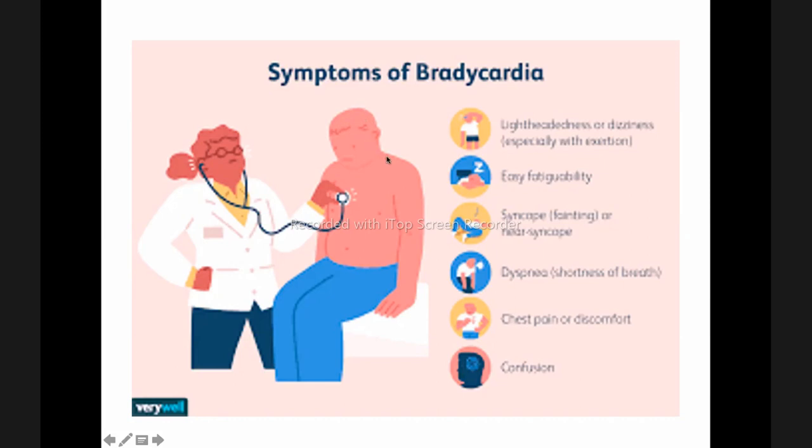Then, of course, the patient might report being fatigued. No, I even fainted the other time. Then I also have problems breathing, that's dyspnea, shortness of breath. If a patient had an MI, they might also give you a history of chest pain. That's very important, because then it means you need to treat the MI. Once you treat the MI, in some cases the bradycardia can even resolve. And then they might also report some episodes of confusion.